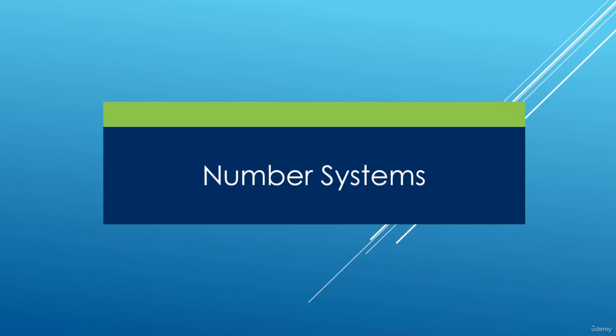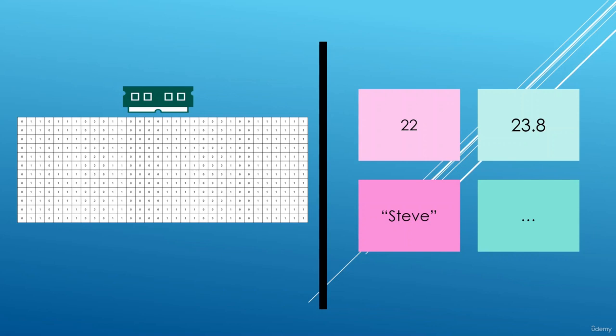In this lecture, we're going to learn a little more about number systems. Number systems allow us to transform data from the form that is really convenient for humans into a form that is convenient for computers, in these ones and zeros that you see on the left. We can also use them to do the reverse, go from ones and zeros to the format that is convenient to humans, like this 22 or this Steve name here.